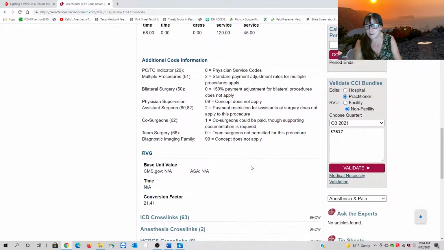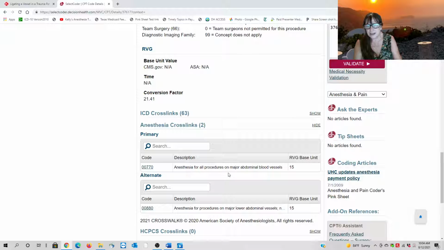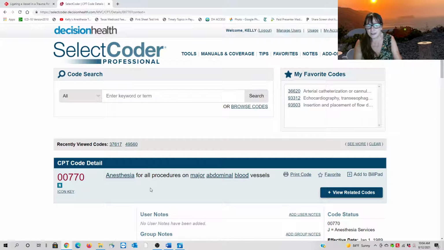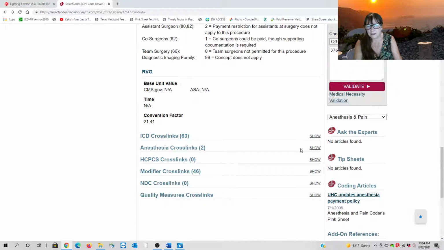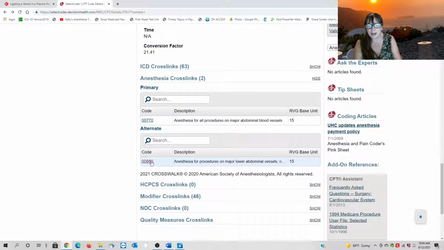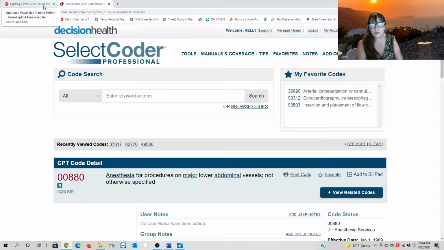And you can capture double your base value, because whether, again, it's the upper or the lower, I'll click on each of those. The anesthesia for major abdominal blood vessels is a 15 base unit. And if you are in the 00880, that's the lower abdominal, and it is still 15 units. So you see how you can move yourself from a 6 base unit value to a 15 unit base value. That is your anesthesia tip for the day.